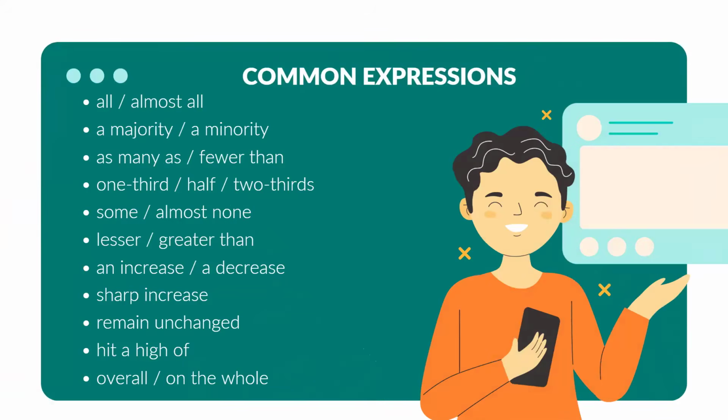Words matter a lot. Saying many is weak. Saying a majority is strong. Saying went up is ordinary. Saying a sharp increase was observed sounds precise. Vocabulary is not decoration, it is authority. Use it wisely here. So, there are some frequently used expressions which include all, almost all, a majority or a minority, as many as, fewer than. You can pause the video and take a screenshot of the slide for future reference.